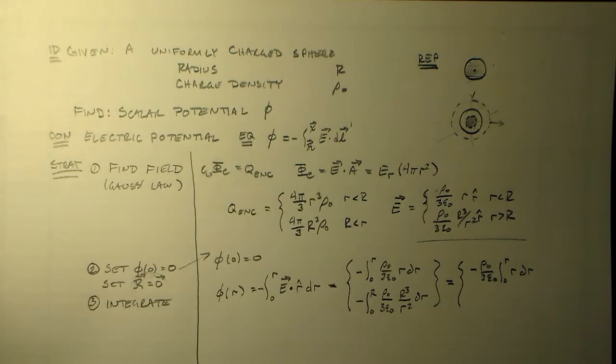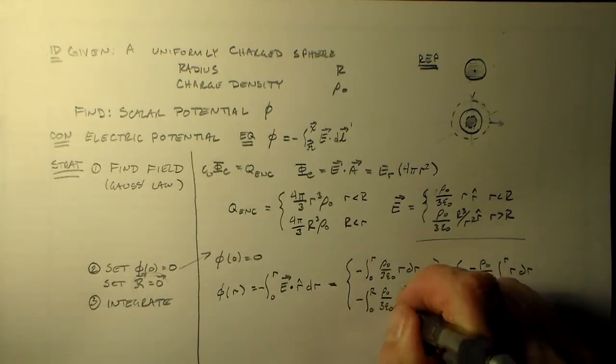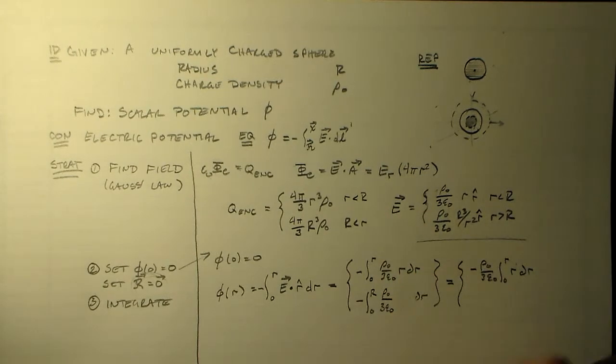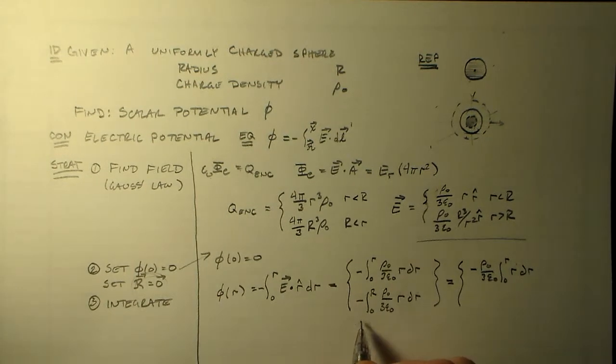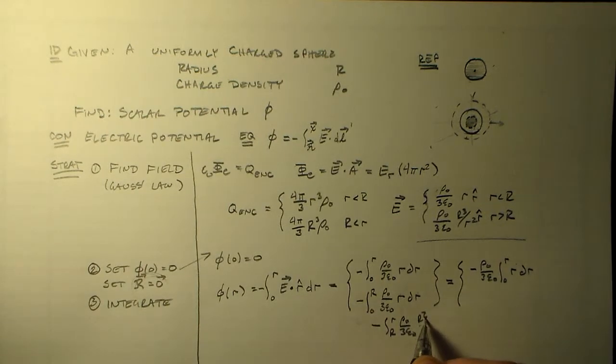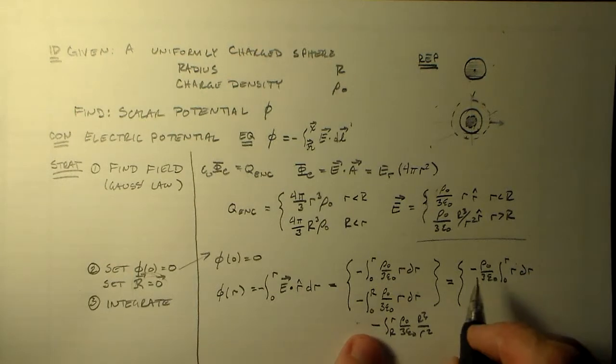Oh, this is looking like a complicated integral. I don't know what we're going to do with this. I was just thinking about not making this mistake, so therefore I made it. So this is r dr, and then we have to add on to that a minus integral from big R to little r of rho naught over 3 epsilon naught, big R cubed over r squared. Okay, so we've got that bit.